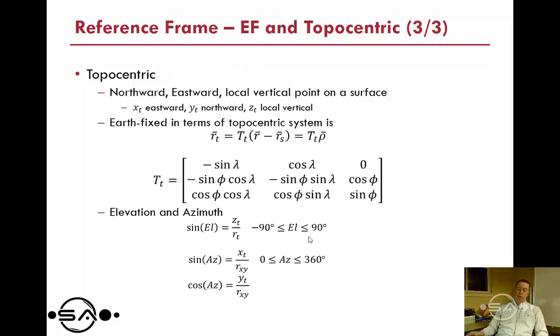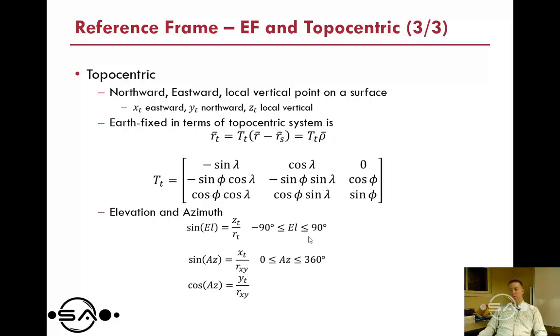So for our topocentric frame, we just covered our Earth-fixed frames, right? Well, the topocentric frame is physically a point on the surface of the Earth. So we have a local vertical plane where we have northward, eastward, and some local vertical that finishes out that triad of unit vectors. So x will be our eastward, y will be our northward, and z will be our local vertical. And I've provided the transformation matrix there. You can also look this up in the textbook.